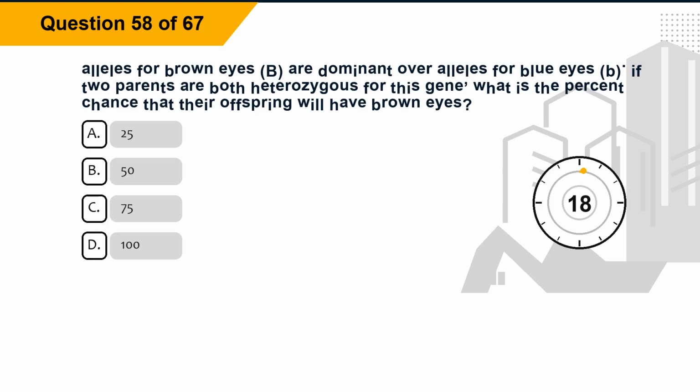Question 58. Alleles for brown eyes, B, are dominant over alleles for blue eyes, b. If two parents are both heterozygous for this gene, what is the percent chance that their offspring will have brown eyes? Option A, 25. Option B, 50. Option C, 75. Option D, 100.